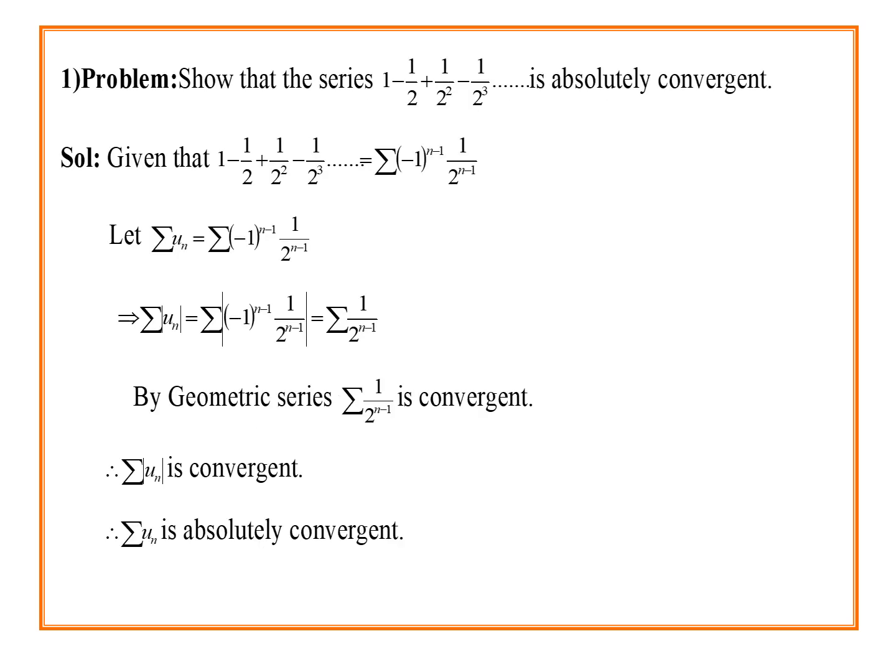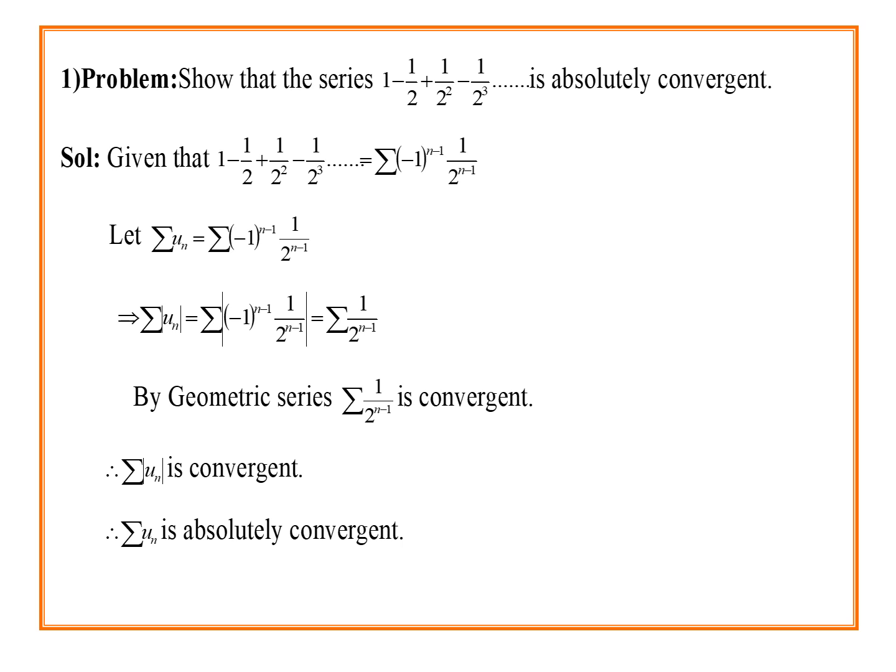Next, based on absolute convergence, we can solve one problem. What is absolute convergence? If sigma mod u_n is convergent, then sigma u_n is called absolutely convergent. Now let us see one problem. Show that the series 1 minus 1 by 2 plus 1 by 2 square minus 1 by 2 cube and so on is absolutely convergent. For that, first take the given series: 1 minus 1 by 2 plus 1 by 2 square minus 1 by 2 cube, and so on.